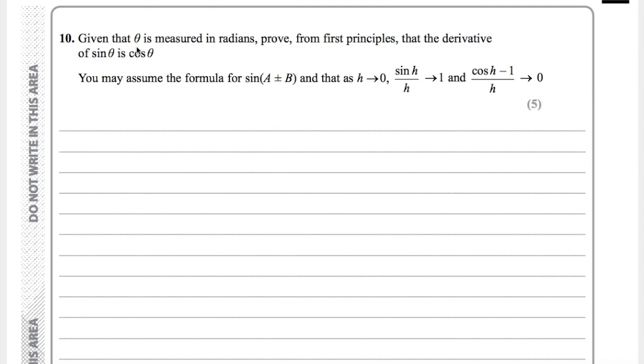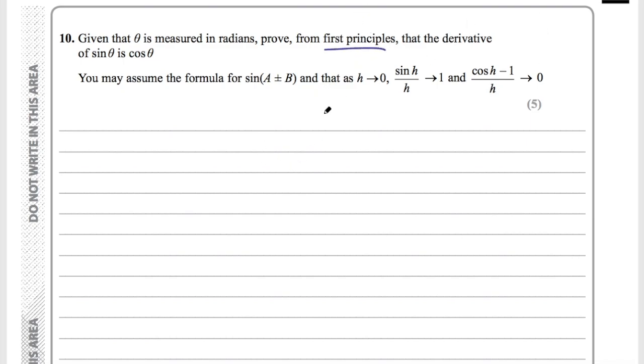Question 10 says, given that theta is measured in radians, prove from first principles that the derivative of sine theta is cosine theta. You may assume the formula for sine of a plus or minus b, and that as h approaches 0, sine of h on h approaches 1, and cosine of h minus 1 on h approaches 0.